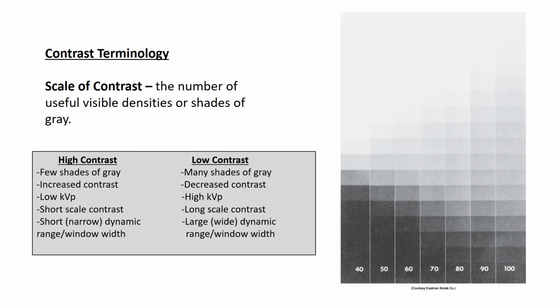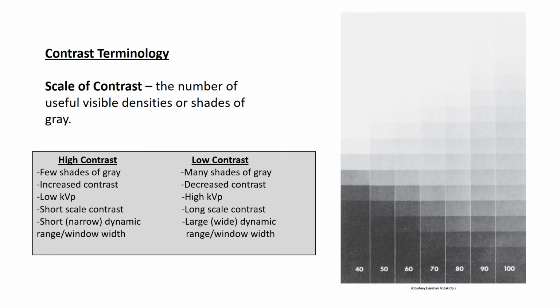For low contrast, it's just the opposite. So low contrast, we've got many shades of gray. We can say there's decreased contrast. We get this by looking at the step wedge. We can see this with high kVp. And because many of the steps now are filled up with varying amounts of density, we say this is long scale contrast. Long scale in the digital world is a large or wide window width.